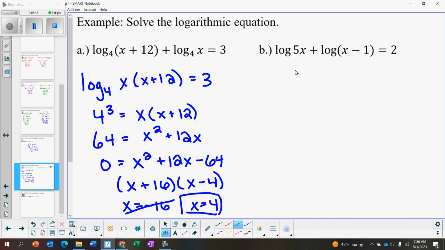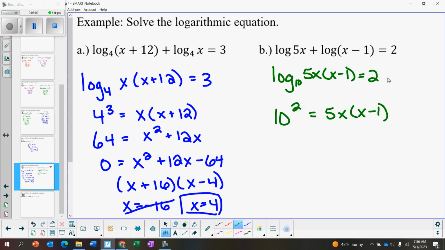All right, let's do the same thing for the next one. So this is, again, multiplication, 5x times x minus 1. So this is log 5x times x minus 1 equals 2. A common log, remember, really has an invisible base of 10. So I could say this is 10 squared equals 5x times x minus 1. So we have 100 equals 5x squared minus 5x.